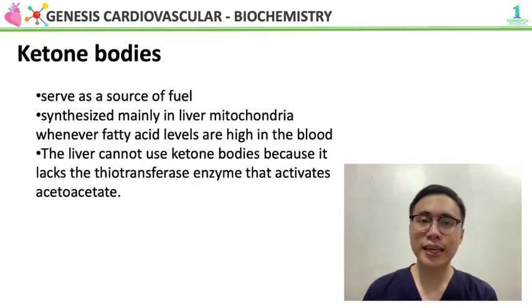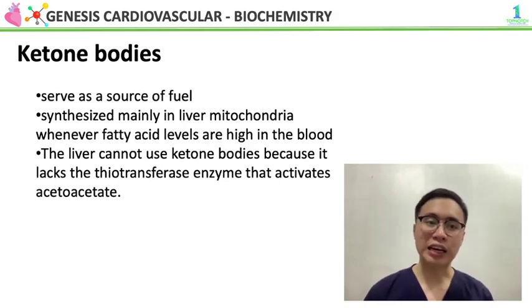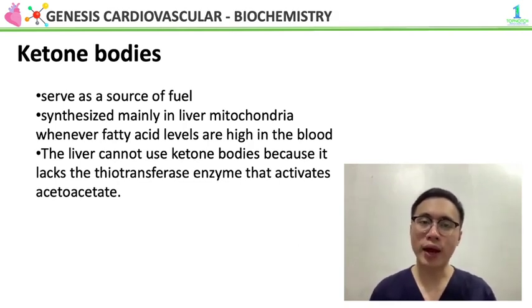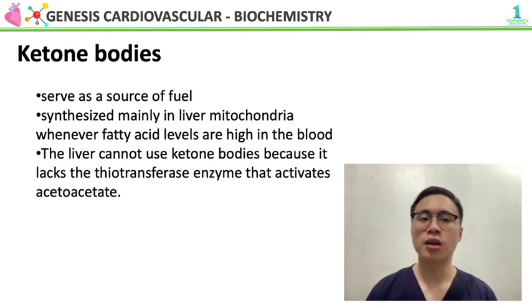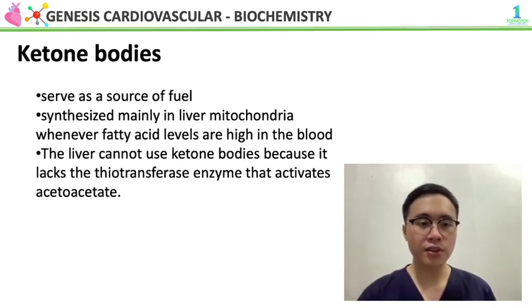So let's talk about the ketone bodies. As I mentioned earlier, the heart is unique in such a way that it has preference to use fatty acids via beta oxidation. And then to some extent, it's also able to use the ketones. It's also able to use lactate. And the least preferred fuel source would be glucose. So ketone bodies can serve as a fuel source.